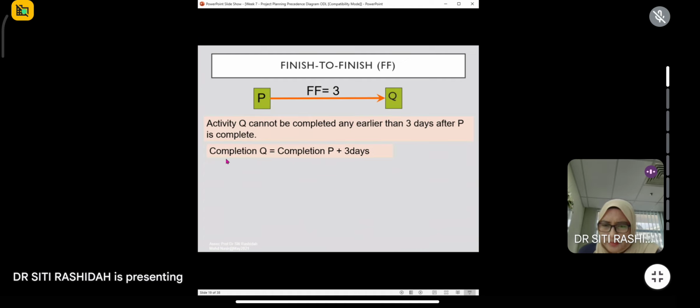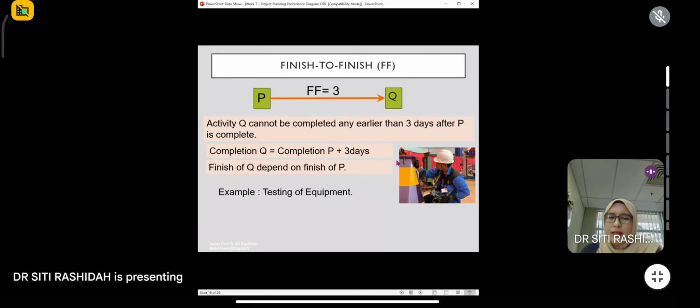Okay, for example, completion of Q depends on completion of P plus 3 days. Bukan start completion. That's why we call it as a finish to finish here. Okay, finish of Q will depend on the finish of P. Yeah, like what we mentioned here, 3 days. Okay, for example when you want to testing of equipment. Katakanlah you dah siap semua your project, now you dah masukkan, install all the equipments and the machineries. Now you want to test the equipment and machineries.